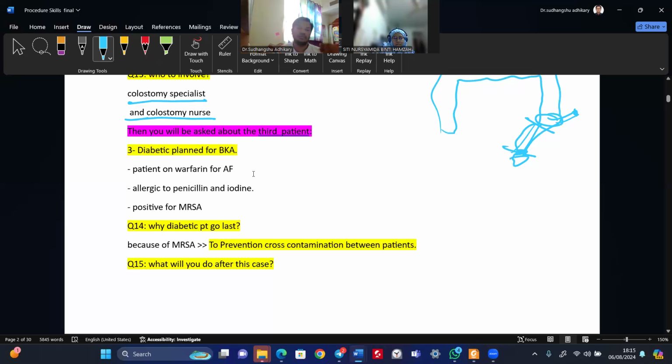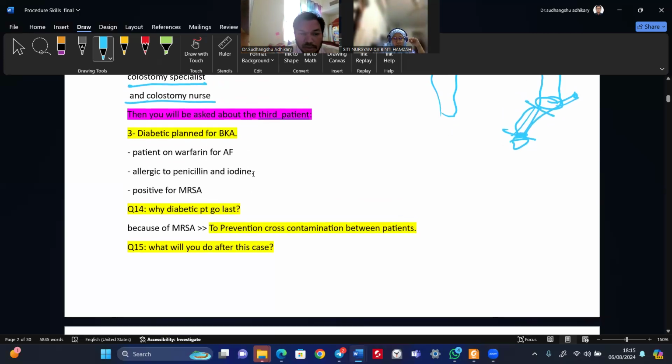Then you will be asked about the third patient. The third patient was diabetic and planned for below-knee amputation. The patient is on warfarin for atrial fibrillation, allergic to penicillin and iodine, and also positive for MRSA.